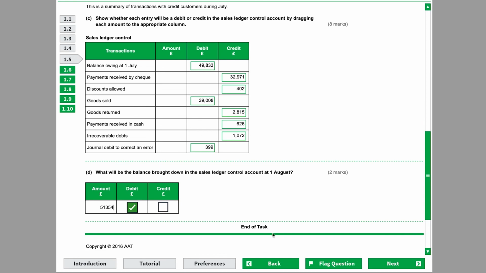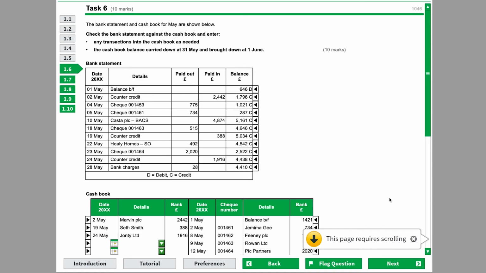So let's now move straight on to task 6. Now this is the start of task 6, but we will run through this along with the rest of the tasks in part 2 of this video.